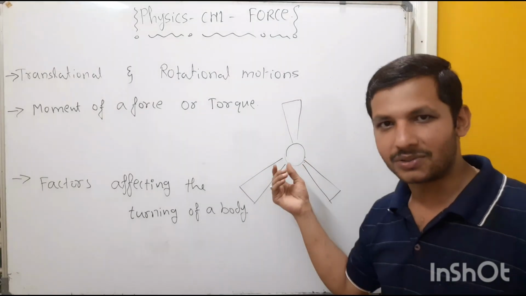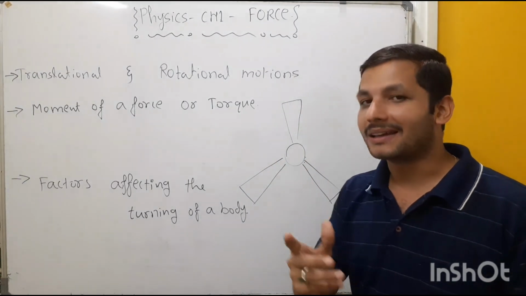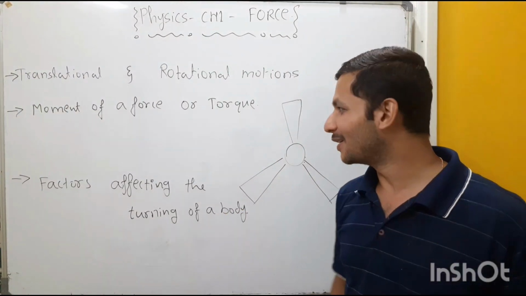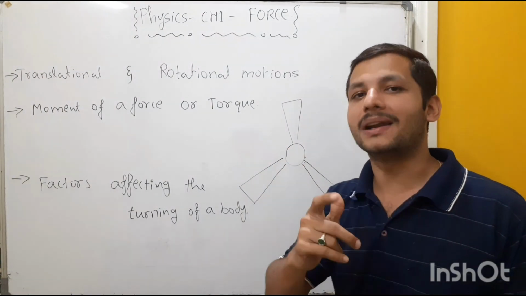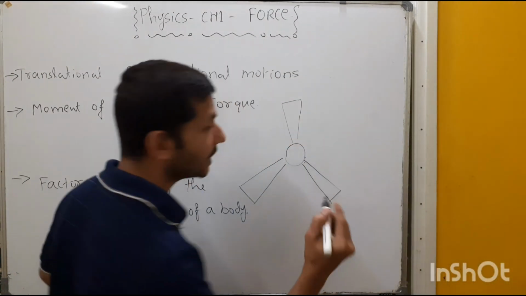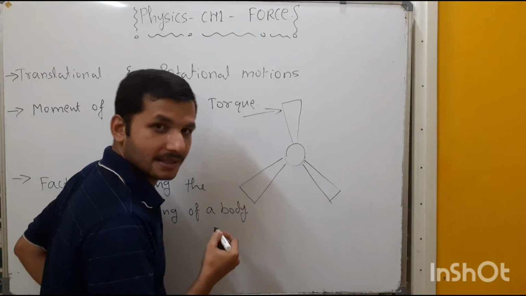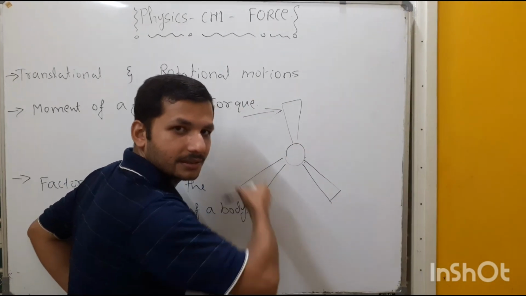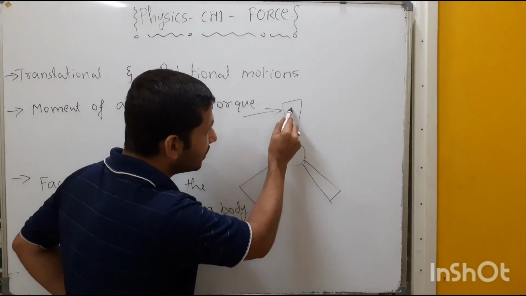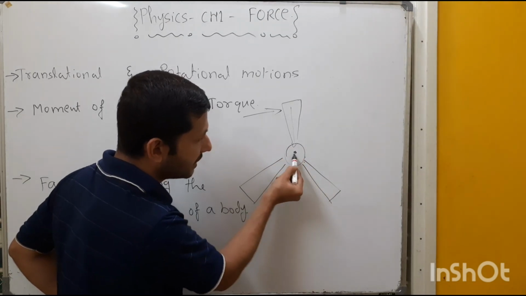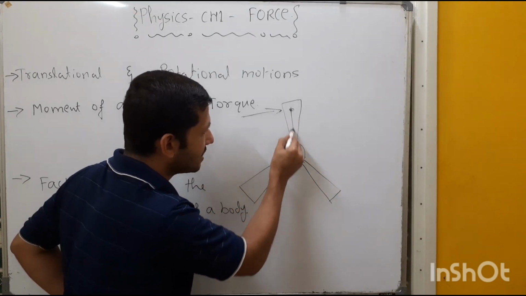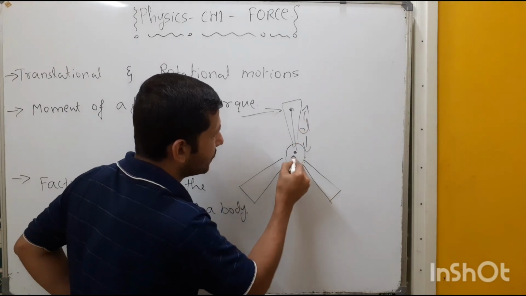Here I have drawn one small symbolic representation of a fan. Don't think that it is exactly a fan. It's not a very good picture, but anyway, just to make you understand. Suppose you are applying force here. As a result, this fan starts to rotate, right? The fan is fixed here, so this is the point of application of force, and from here to the fixed point is the distance.